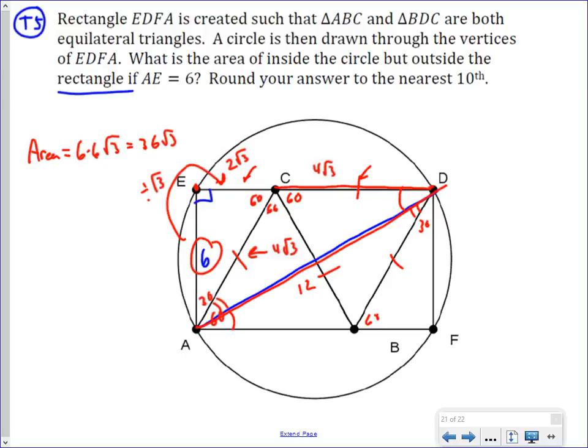So the area that we're trying to find is inside the circle, which is 36 pi, minus the rectangle, which is 36 root 3. If you go through and type that into your calculator, you get 50.7. And so the correct answer to this question is 50.7. 36 pi minus 36 root 3 is 50.7.